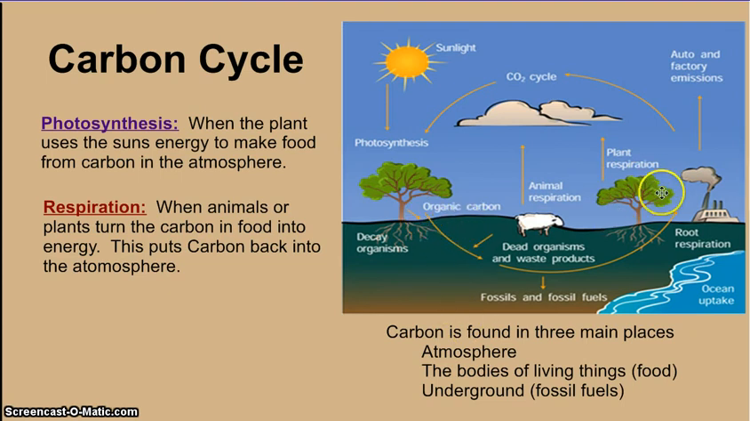Respiration happens when a plant or an animal has to burn food or turn food back into energy. So the carbon that was in that food gets turned back into energy. The energy is released. The energy is lost, but the carbon goes back into the atmosphere. So from the bodies of living things, like plants and animals, into the atmosphere. That process is respiration. So photosynthesis, to review, takes carbon from the atmosphere, puts it into plants using the energy of the sun. Respiration releases the energy and puts the carbon that's in the bodies of plants and animals back into the atmosphere.